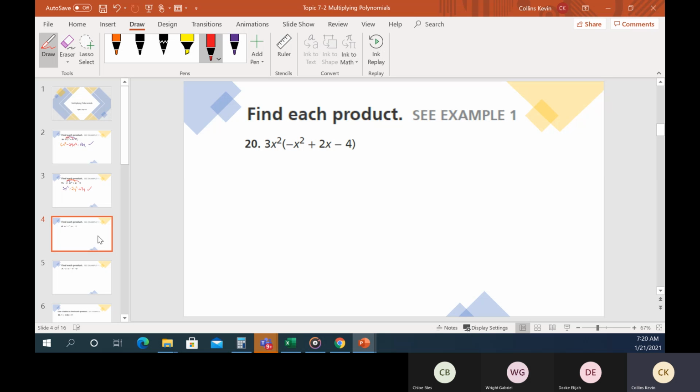All right, so same deal. Start here, so we've got 3 times negative 1, so it's going to be negative 3. So we've got x squared, so it'll be x to the fourth. Just add the exponents. And we move on. So this is going to be 3 times 2, that's going to be plus 6. And we have x to the first and x to the second, so that'll be x to the third. And then one more time. Multiply here, so we've got the 3 times the negative 4, that's negative 12. And then we just have the x squared to bring along.